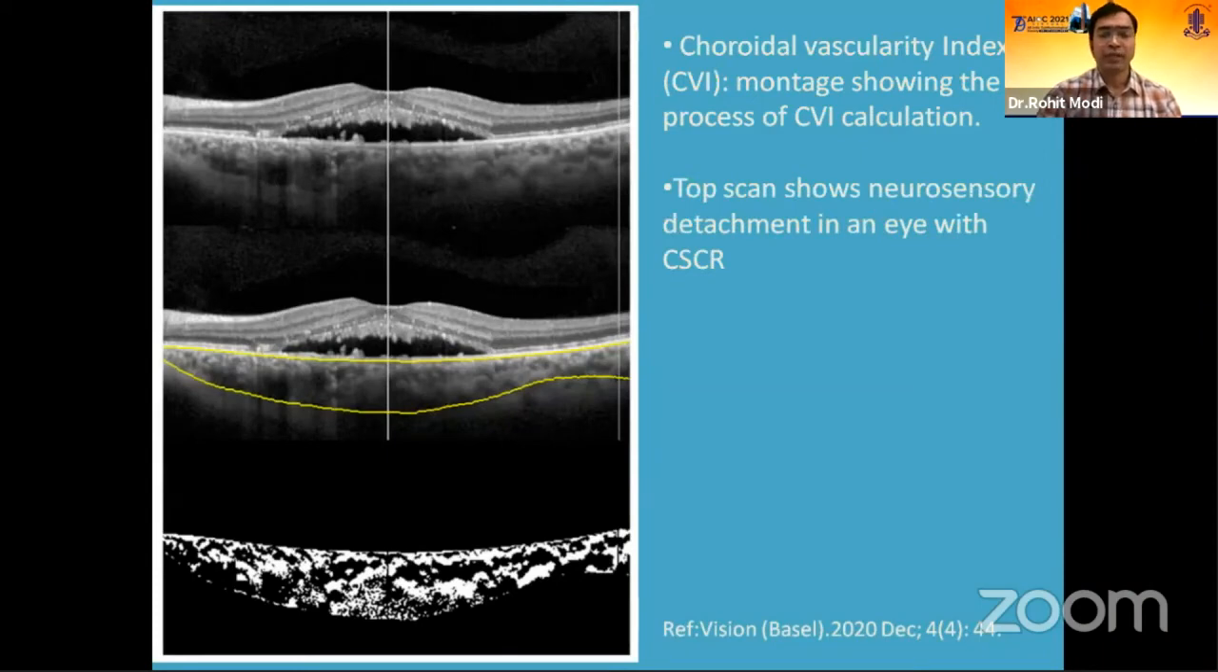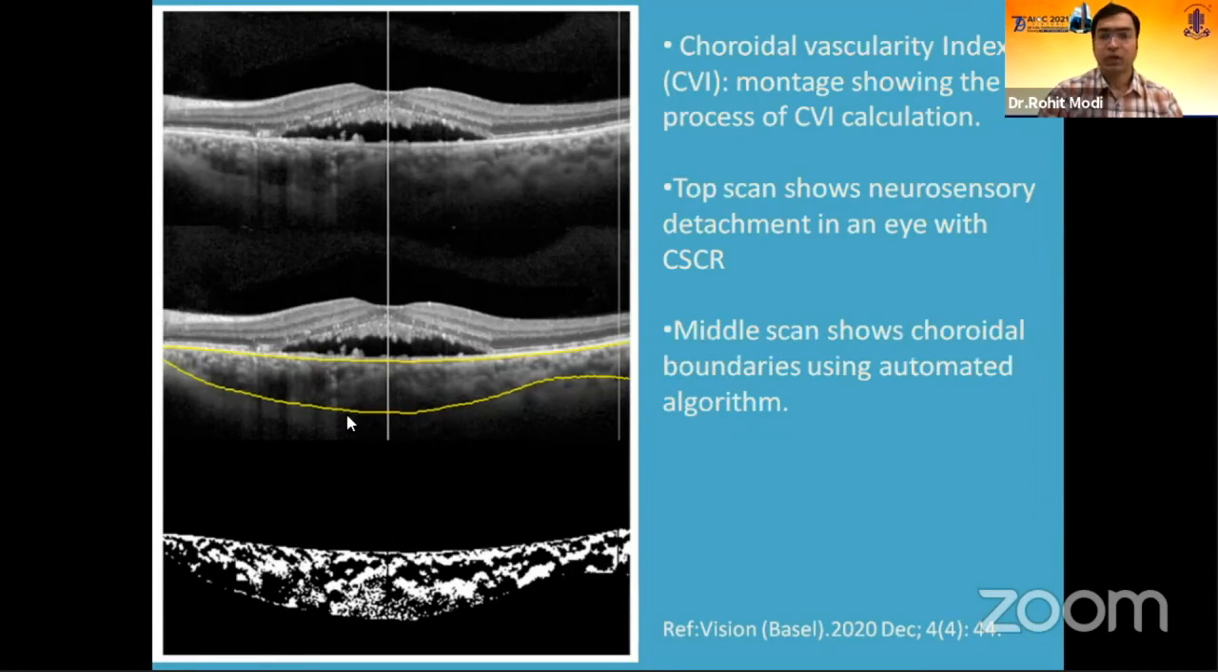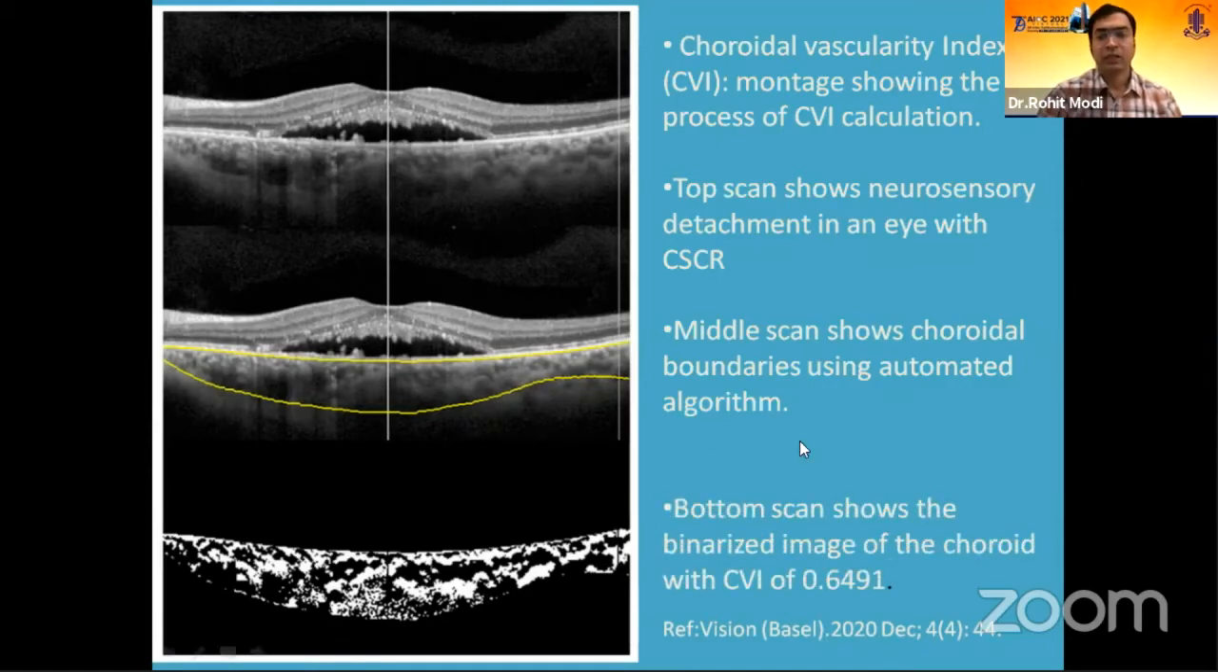The top scan shows neurosensory detachment. There is elongation of the photoreceptor layers in the patient, indicating chronicity. The middle scan shows an automated algorithm to mark the choroidal boundaries, and the bottom scan shows the calculation of the CVI.